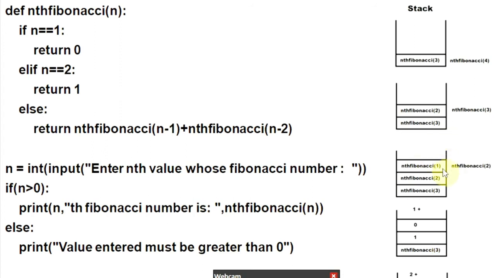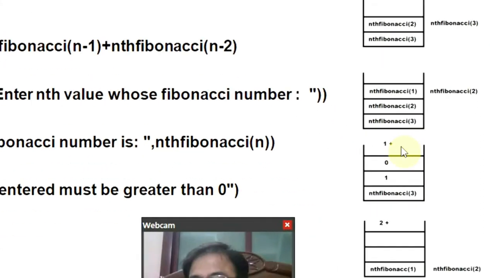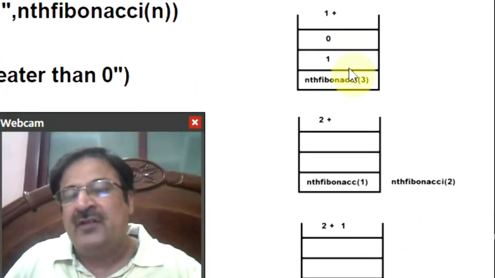So this nth Fibonacci 1 will be popped from the stack, right. This 1 is of nth Fibonacci 2. So this nth Fibonacci 1 will be invoked, n will become 1. If n equal to 1, it will return 0. So this nth Fibonacci 1 will return value 0. Nth Fibonacci 2 will be called and it will return 1. Can you see it? So 0 and 1. So these three values will be added. So 1 plus 0 plus 1 is 2.